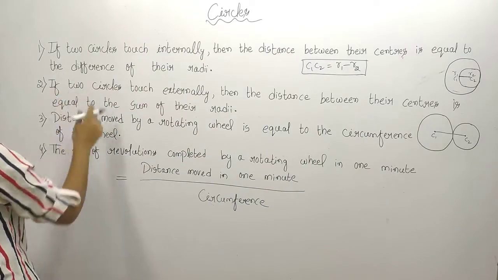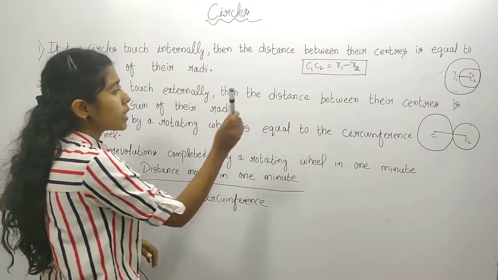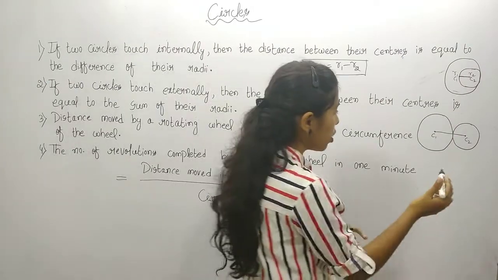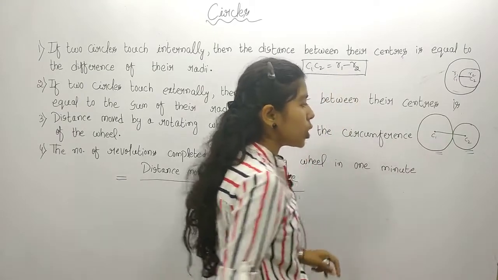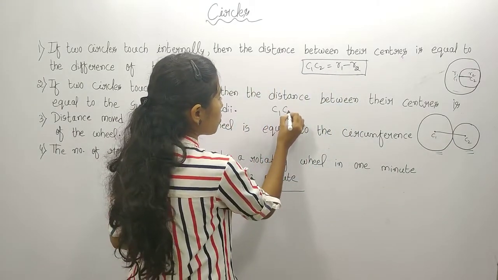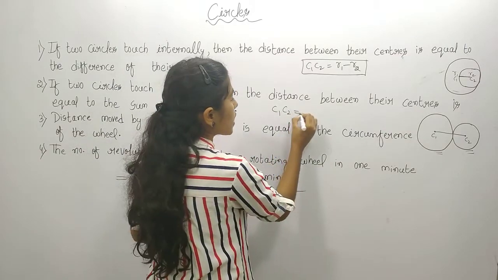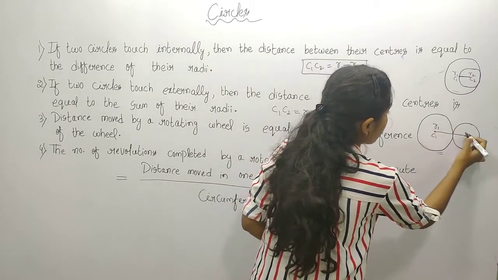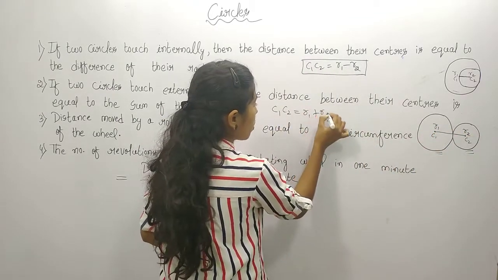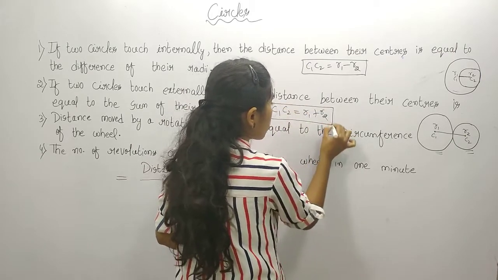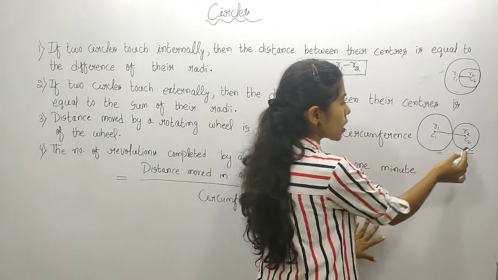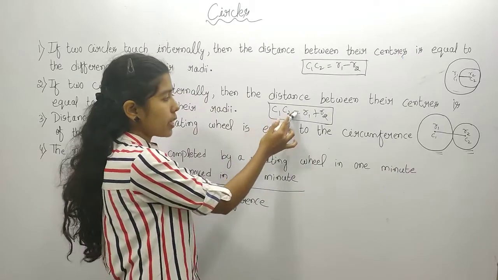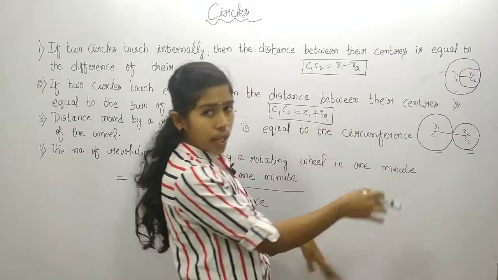Now, if two circles touch externally, then the distance between their centers is equal to the sum of their radii. So here you see two circles, and they are touching each other externally. The distance between their centers, which is C1C2, is equal to how much? The sum of their radii, where this one is r1 and this one is r2. So sum means r1 plus r2.